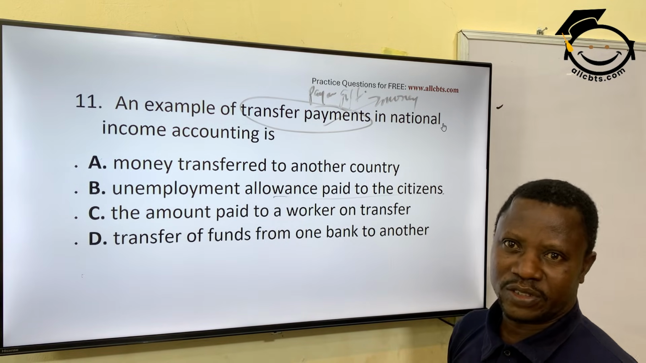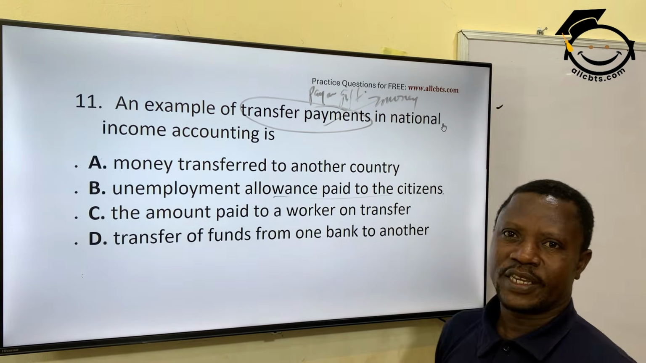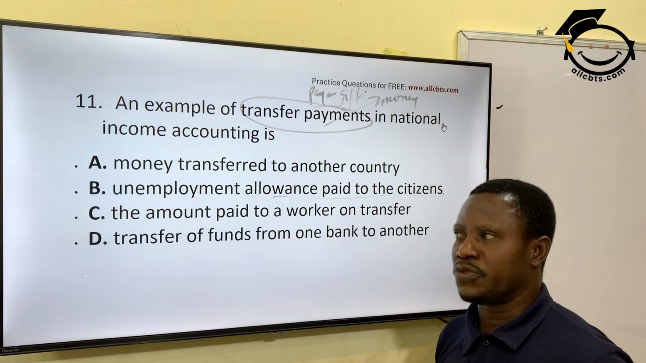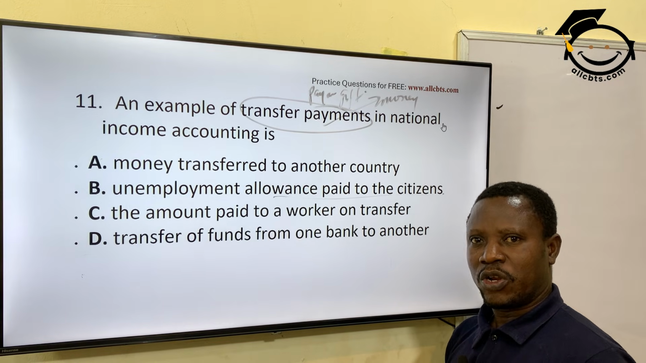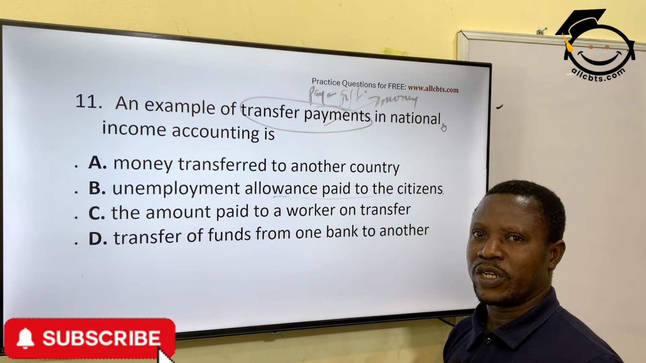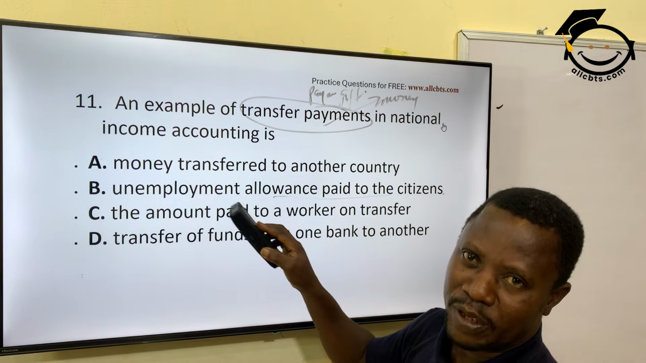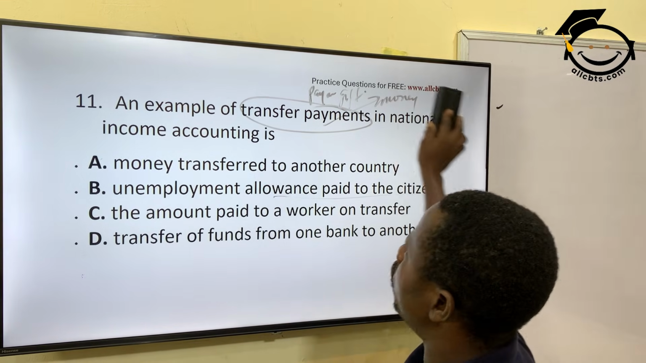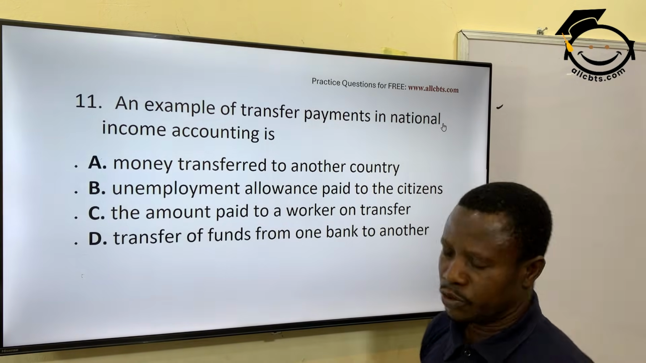There are some countries, not in Nigeria anyway, where all citizens who are of working age but are not able to secure a good job are given a form of livelihood allowance by the government. We call it unemployment allowance, to sustain them till when they will get a job to do. So option B is what they call transfer payment. It is deductible from the national income. Okay, that is option B.